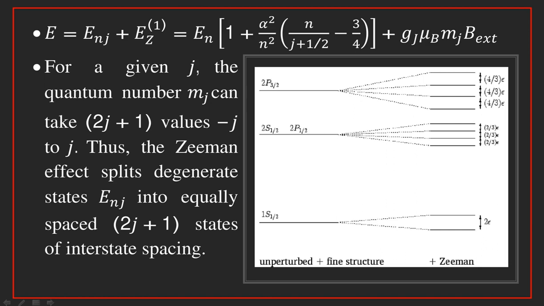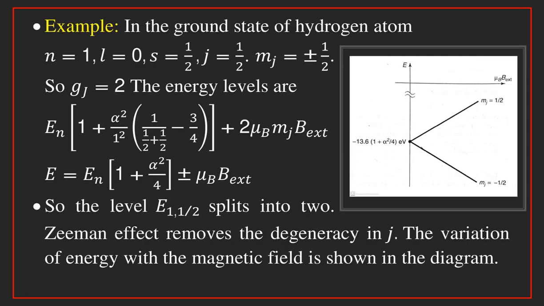So the Zeeman effect splits the degenerate states Enj into equally spaced 2j plus 1 states. So the Zeeman effect splits the remaining degeneracy. An example is the ground state of the hydrogen atom. For that, n equal to 1, L equal to 0, so s is equal to 0. So j can have only the value half. J is equal to L plus s, which is equal to half.